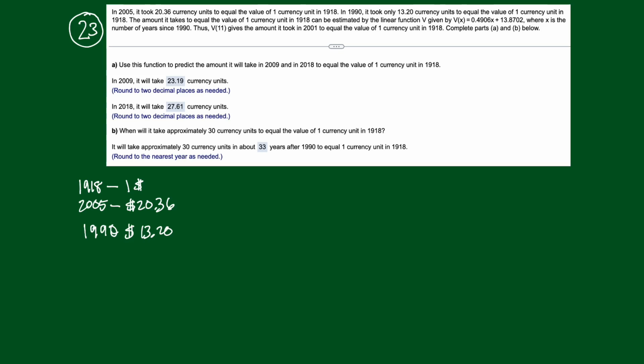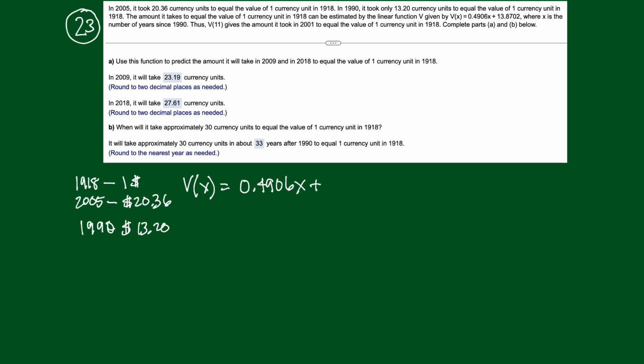And now they tell us this. The amount it takes to equal the value of one currency back in 1918 can be estimated using a linear function. The value, where x is the number of years since 1918, is given by this function, V(x) = 0.4906x + 13.8702. And then they tell us something about x.